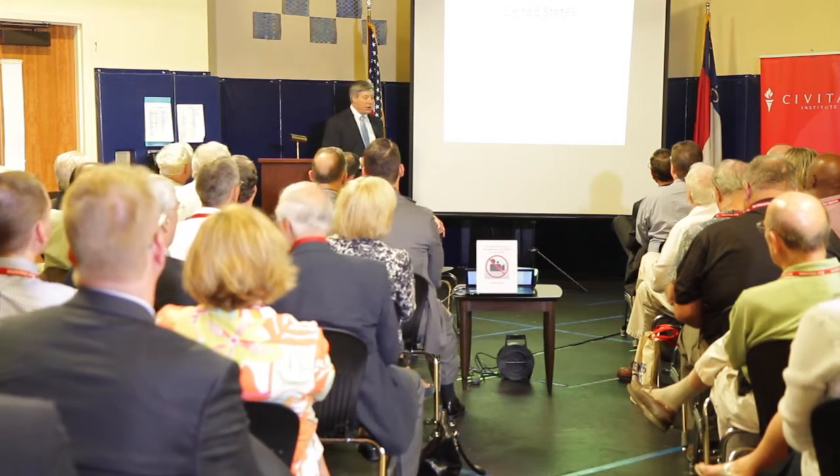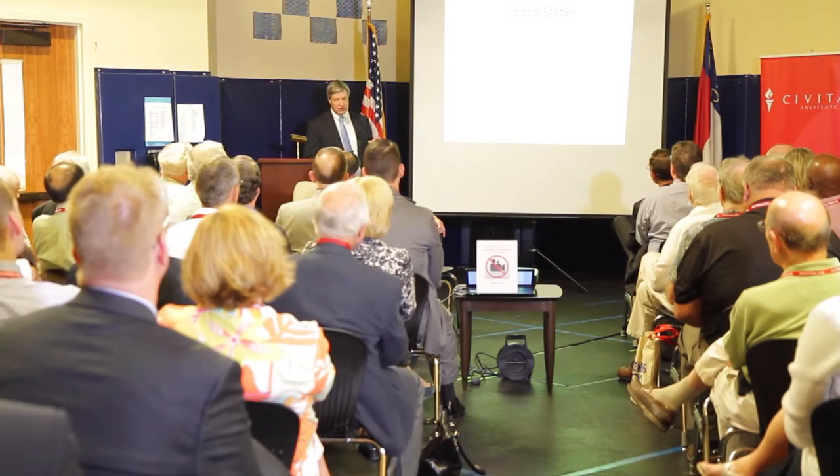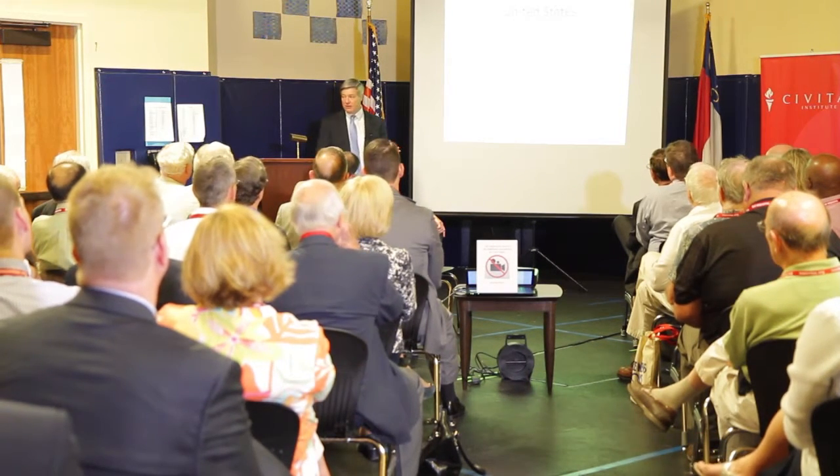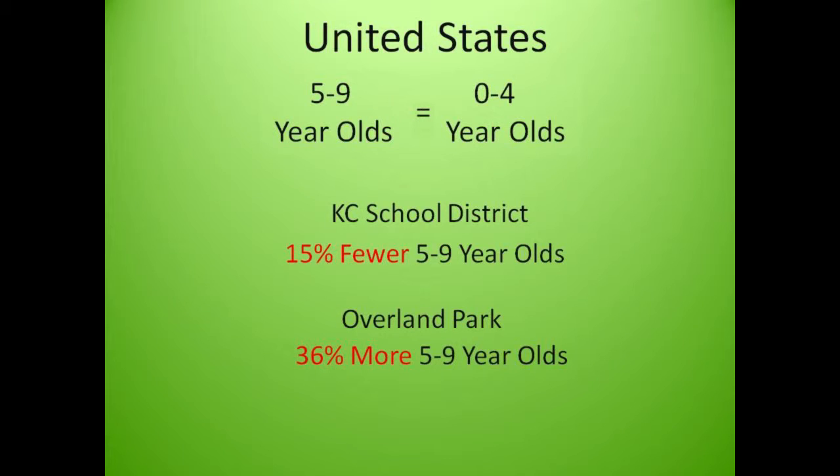To understand the answer to that question, it helps to know that in the United States, there are about the same number of 0 to 4-year-olds as there are 5 to 9-year-olds. They're both 5-year cohorts. That's not true in Kansas City. There are actually 15% fewer 5 to 9-year-olds than 0 to 4-year-olds. And only 10 miles away in Overland Park, Kansas, there are 36% more 5 to 9-year-olds than 0 to 4-year-olds. So something is happening when people's children hit age 5.